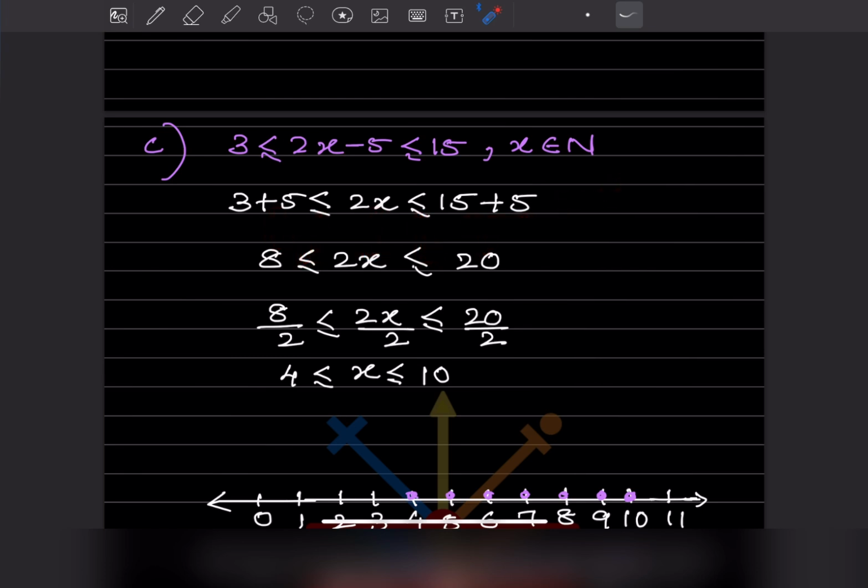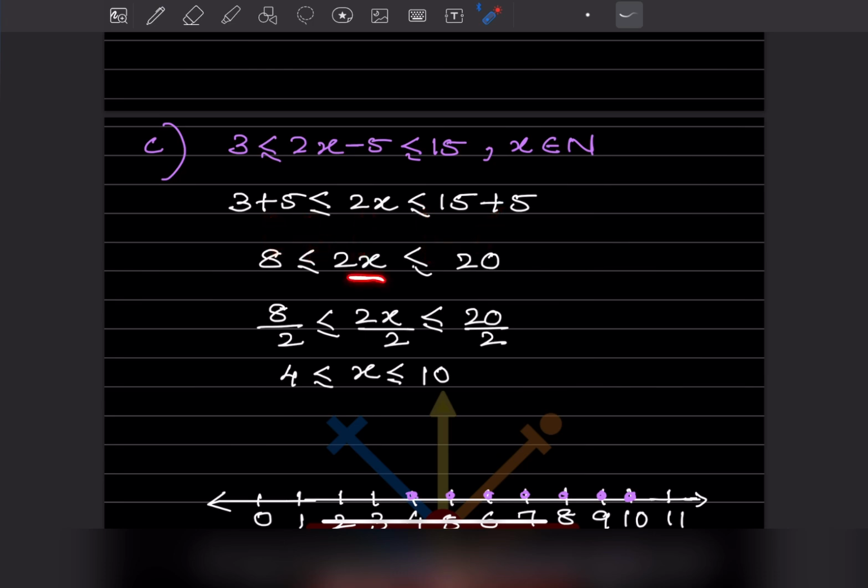See, once again I will repeat, this minus 5, you have to look at the middle one. So this one and this one, the middle part. This will go here, that is going to be plus 5, and this will also go here, so that is going to be plus 5 on the right hand side. So this will be 8, same, and here 20.